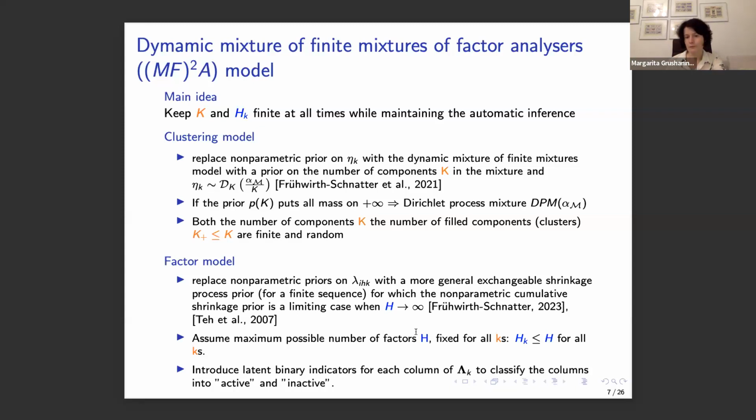And this number will be fixed for all clusters. And our active factors, the number of active factors will be less than h for all k. So we can keep the fixed number of factors for each cluster, and then we don't need to change the dimension of matrices, and we don't need to actually discard any parameters. And then we introduce some latent binary indicators for each column of the factor loading matrix so that we can classify the columns into active and inactive.